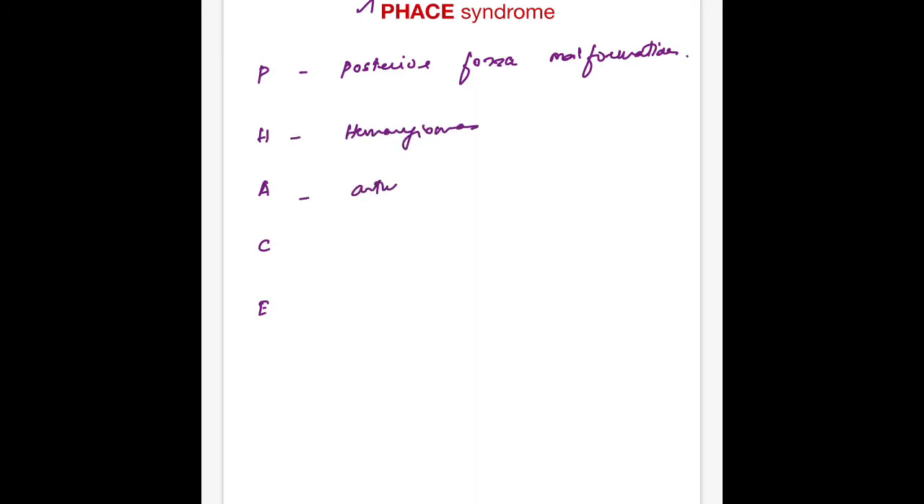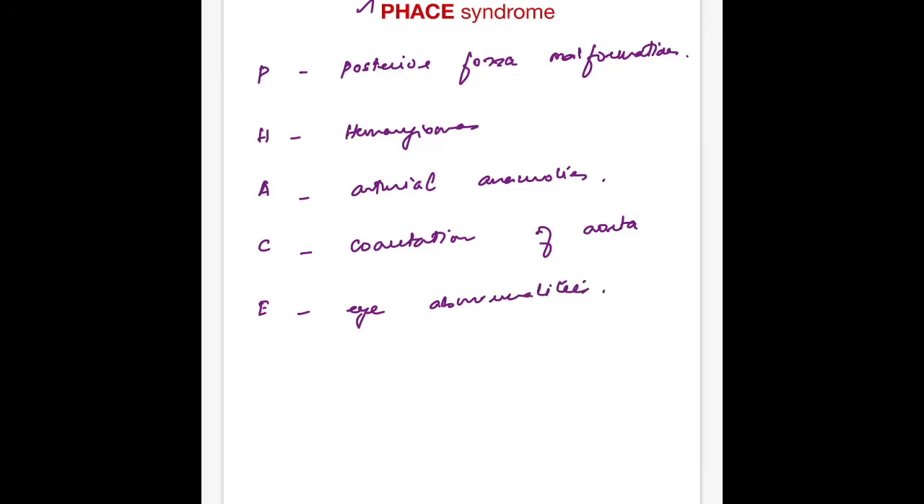Finally we come to the PHACE syndrome. PHACE is an acronym, and I'm spelling it out. P for posterior fossa abnormalities, H for hemangiomas, A for arterial anomalies, C for coarctation of aorta, and E for eye abnormalities. Posterior fossa malformation, hemangiomas, arterial anomalies, coarctation of aorta, and eye abnormalities.